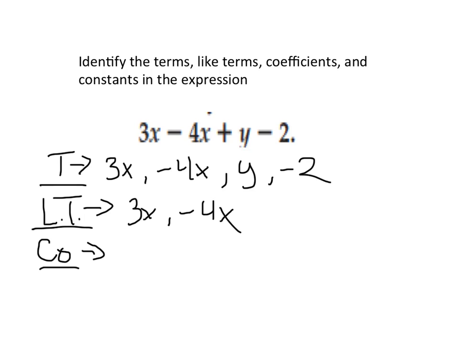Directions ask for the coefficients. Alright, here are the coefficients. Those are the numbers in front of the variables. So all we do is place the number. I see that there's a 3 in front of the x, a negative 4 in front of the x again, and there's a 1 in front of that y.